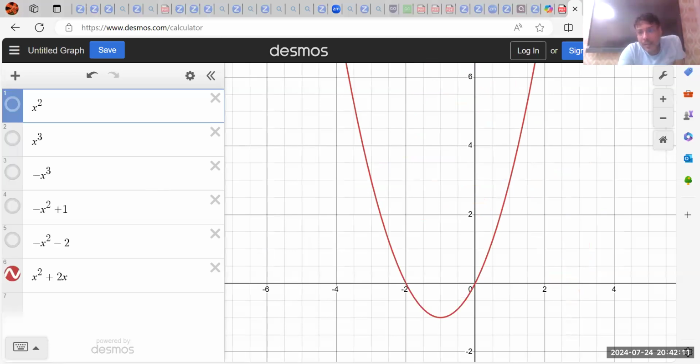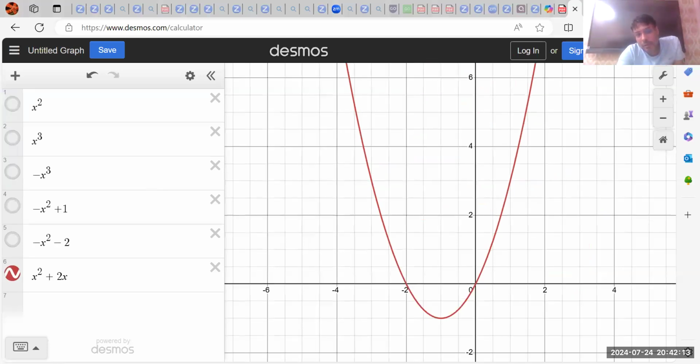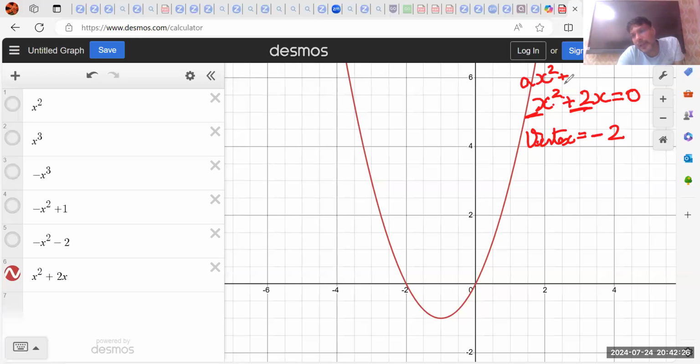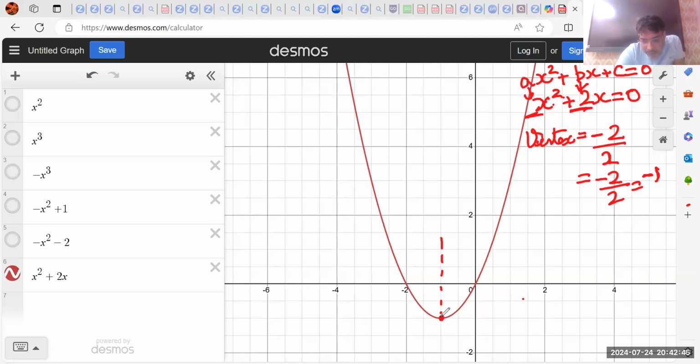अब क्या था? इसको मैंने लिखा x square plus 2x equal to 0. तो vertex is minus b by 2a. तो b क्या है? 2. तो minus 2. a क्या है? 1. Guys, we compare this with ax square plus bx plus c equal to 0. तो b क्या हो गया? 2. a क्या हो गया? 1. So minus 2 upon 2, which will be minus 1. So you see आपकी vertex minus 1 line पे lie कर रही है.